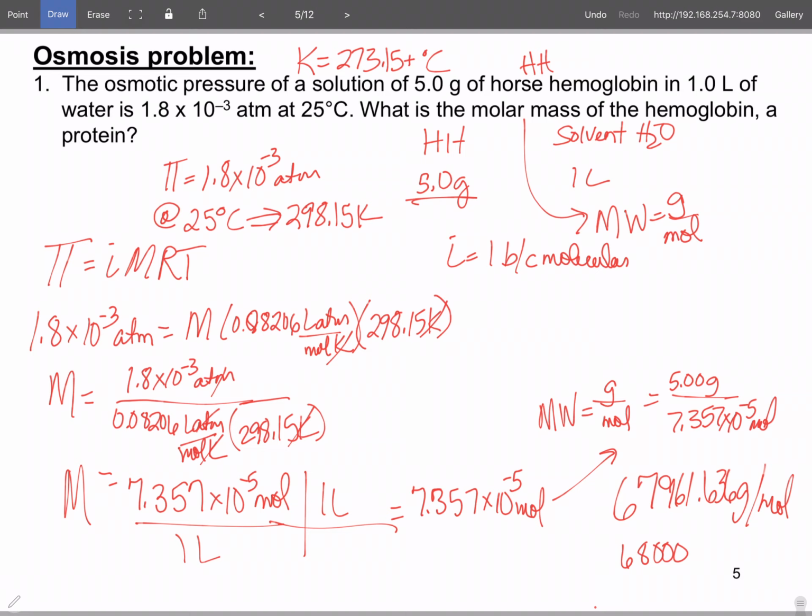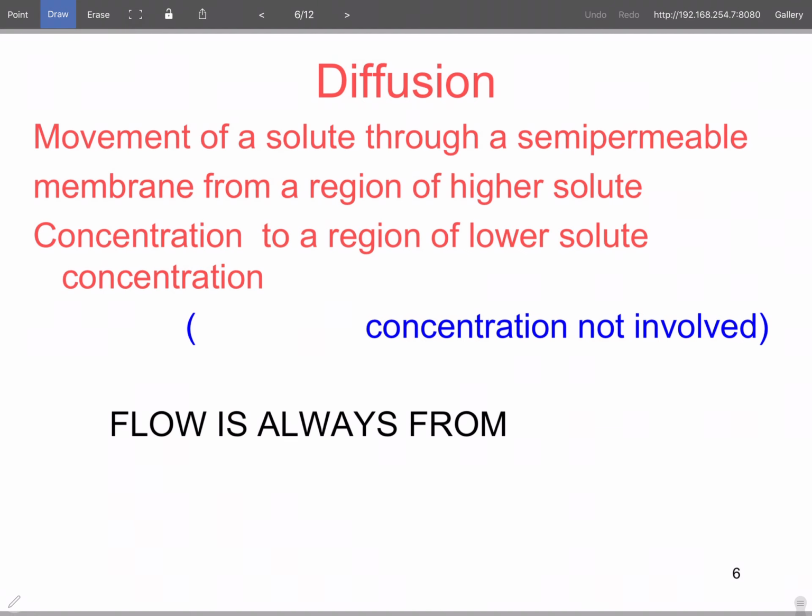So if you get a really, really large number, that doesn't mean that you did the math wrong. If you get a small number, that doesn't necessarily mean you did the math wrong either. It's just a function of what the compound is you're looking for. If you get a negative value, that's an issue. Go back and check your math.